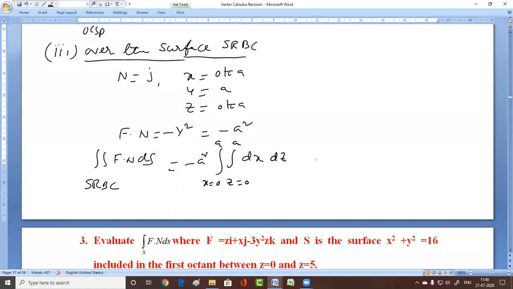This is nothing but the double integral of dx dz, which is nothing but the area. The area of the square is a square times a square, a power 4. Otherwise, you may integrate with respect to x and then with respect to z. The double integral of dx dz is nothing but the area of the square. Here x is 0, z is 0, it is a square whose side is a, so the area is a power 4. Okay.